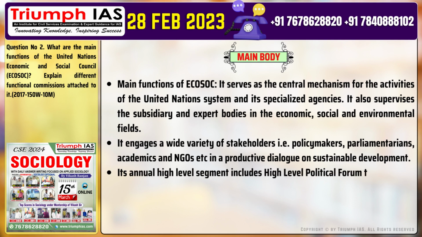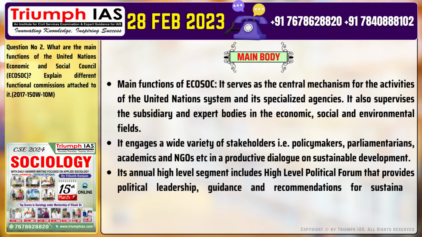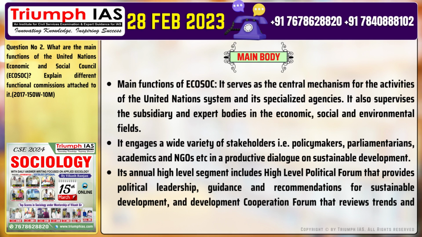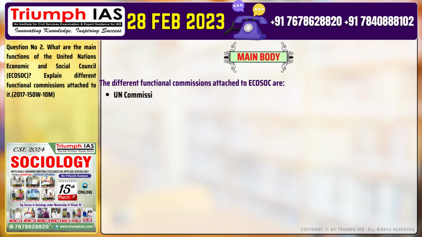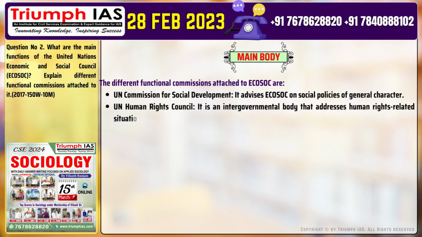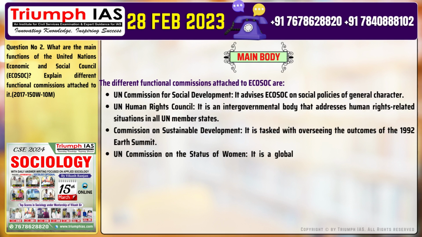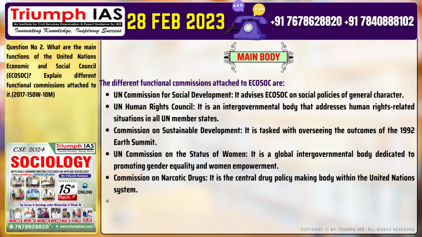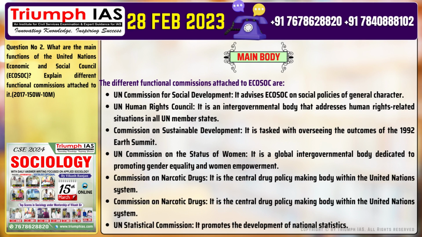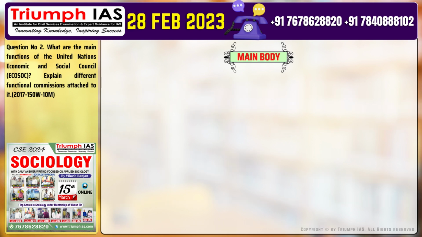Number 3. Its annual high-level segment includes high-level political forum that provides political leadership, guidance and recommendations for sustainable development, and development cooperation forum that reviews trends and progress in development cooperation. The different functional commissions attached to ECOSOC are: Number 1. UN Commission for Social Development. It advises ECOSOC on social policies of general character. Number 2. UN Human Rights Council. It is an intergovernmental body that addresses human rights-related situations in all UN member states.